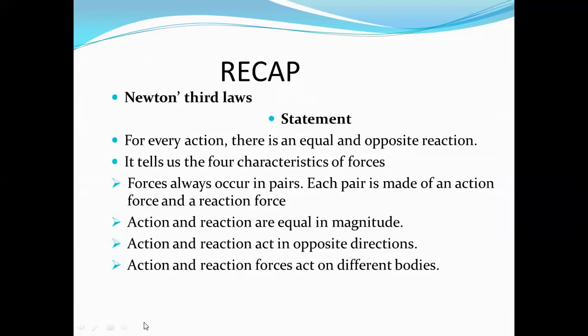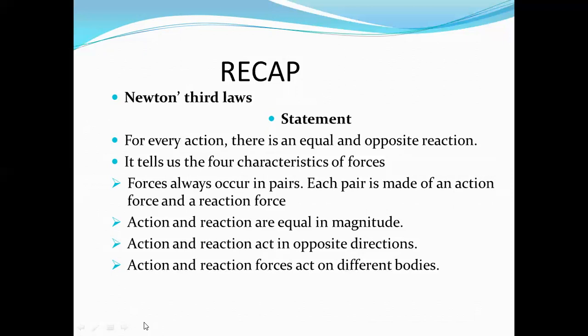In the last, we are going to do the recap of Newton's third law of motion. So what is the statement of this law? For every action, there is an equal and opposite reaction. This law tells us about the four characteristics of forces. Forces always occur in pairs. If there is an action, there will be an equal and opposite reaction.